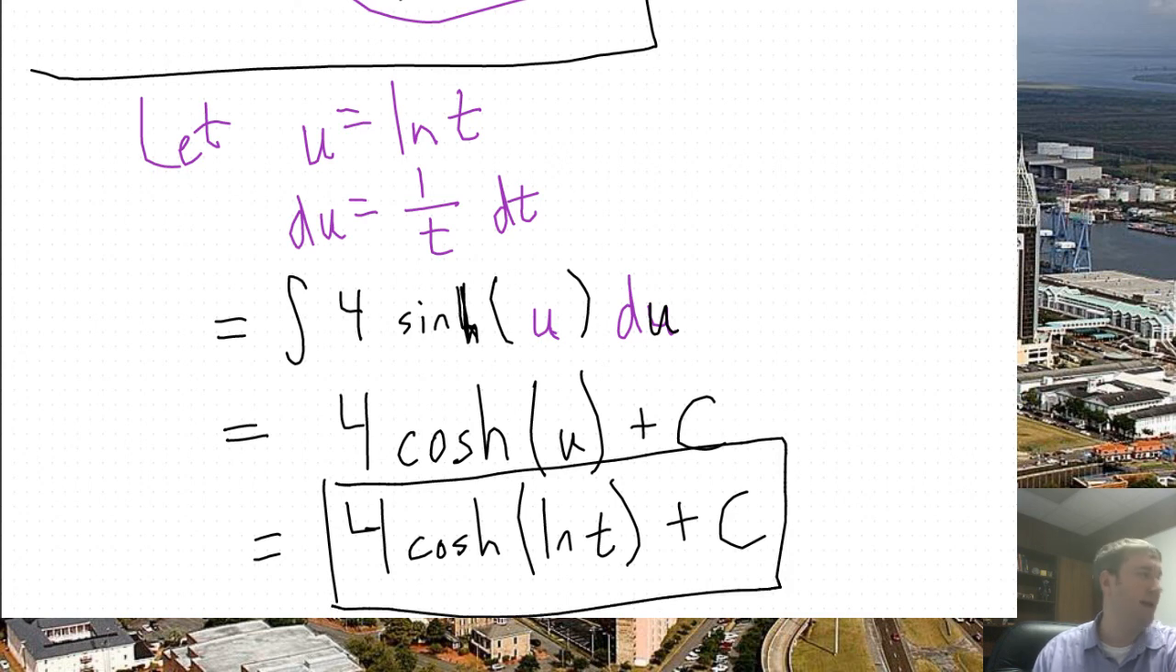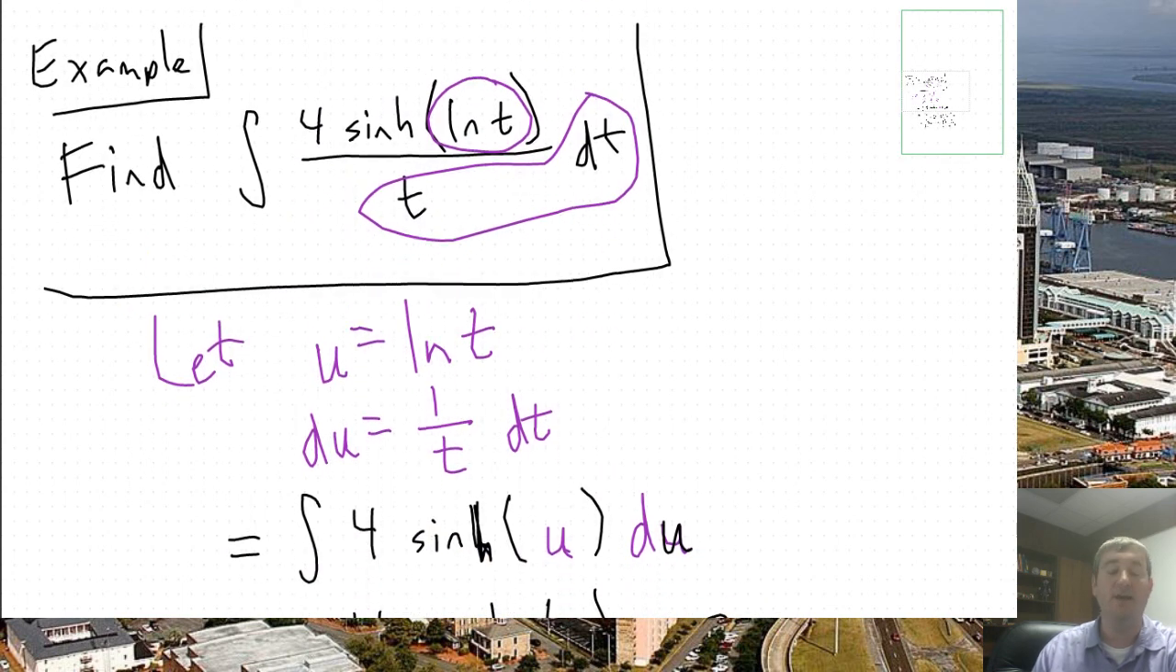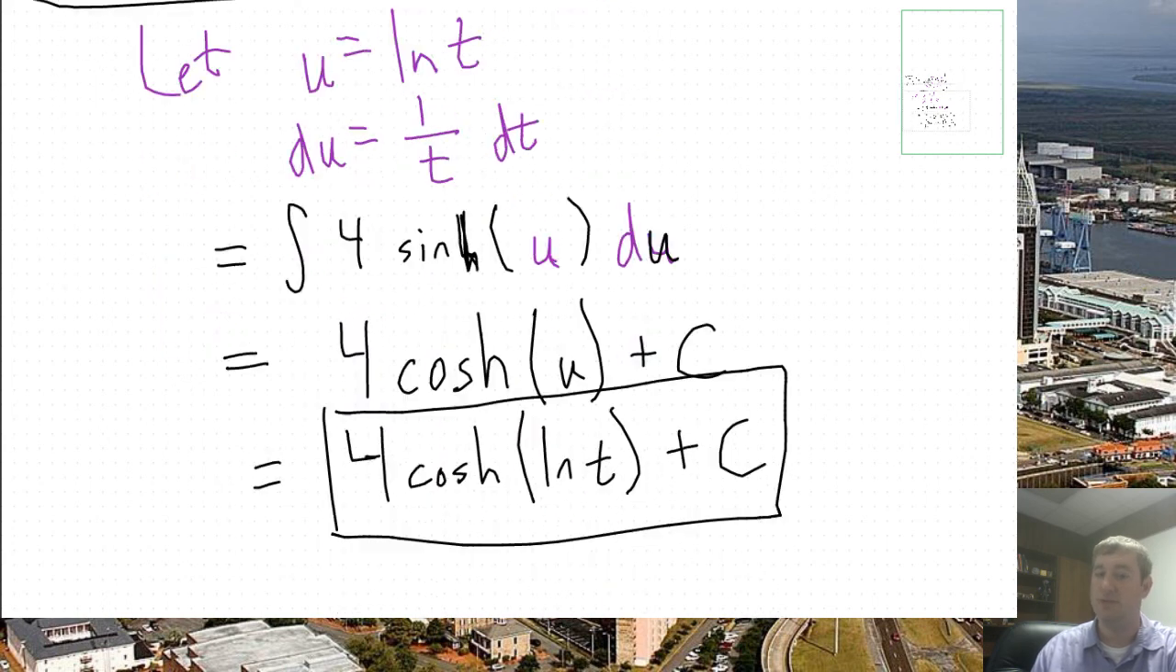And there's my answer. And of course, if you want to check, you could just take the derivative and you would end up getting 4 sine hyperbolic natural log of t all divided by t, which should be the derivative of this solution.